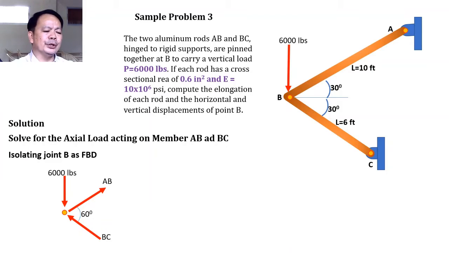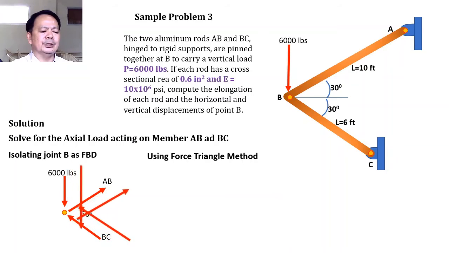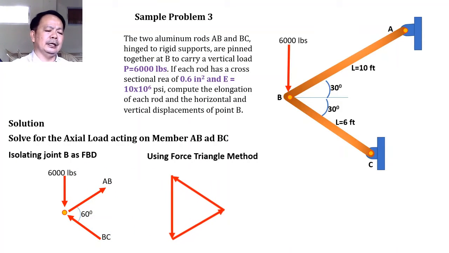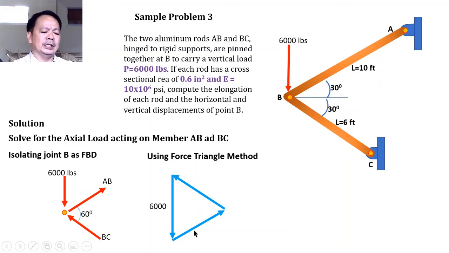And so from here, we're going to consider the force triangle method. We shall be forming this triangle representing the concurrent forces in equilibrium. This side will be equal to 6,000 pounds, while this side is our AB, and this side will be our BC. The angle between AB and BC will be represented by this one, and that is equal to 60 degrees. Similarly, we can expect that the angle that BC is making with respect to the horizontal will be this one, and that is also equal to 60 degrees.